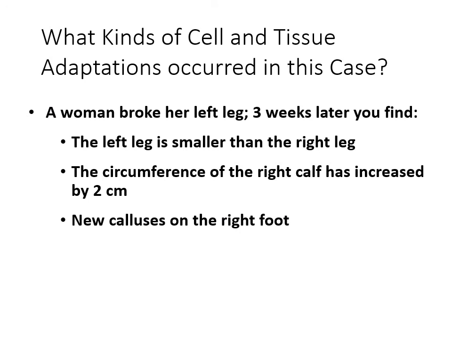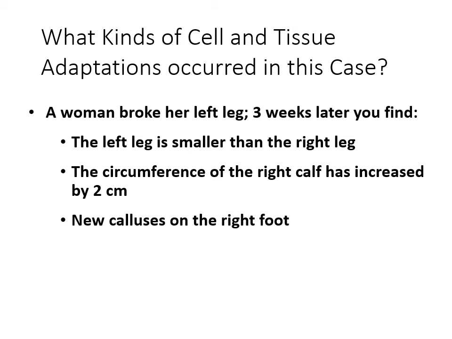Okay, so what adaptations have occurred in this scenario? A woman broke her leg, and 3 weeks later you find that her left leg, the one that she broke by the way, is smaller than the right leg. Well, it hasn't been used for 3 weeks, so it will atrophy, right? So someone who's been non-weight bearing because of a fractured leg, there's going to be atrophy of the muscle, okay?